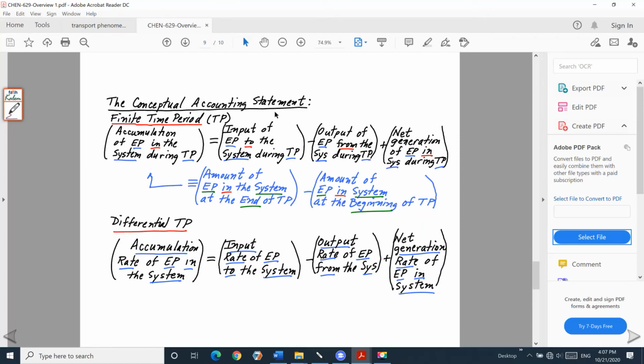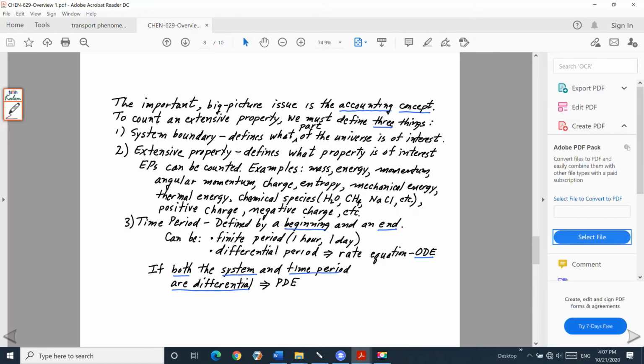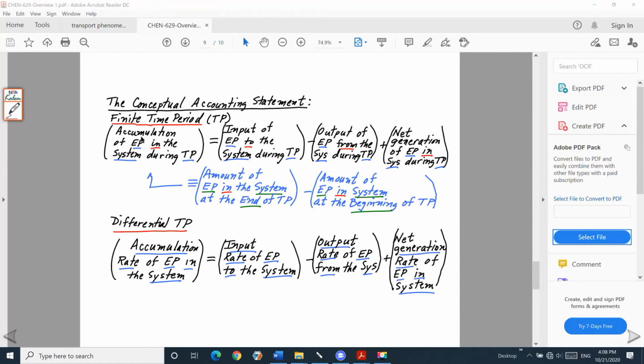So the conceptual accounting statement for finite time periods, for the integral case: accumulation of the extensive property in the system during the time period, let's say 1 day, 1 week, or 1 hour, equals input of the extensive property in the system during this time period, minus output of the extensive property from the system during the time period, plus net generation of the extensive property in the system during the time period.